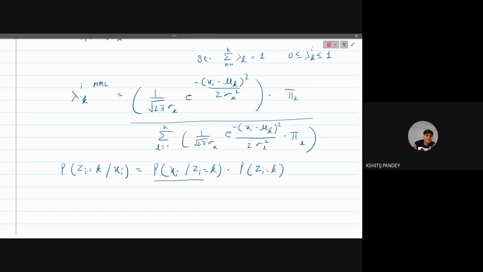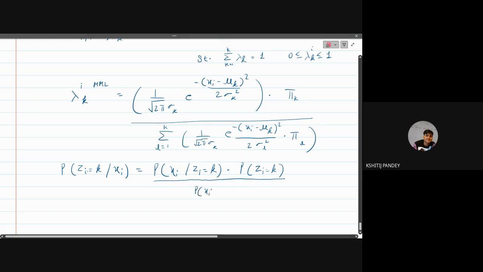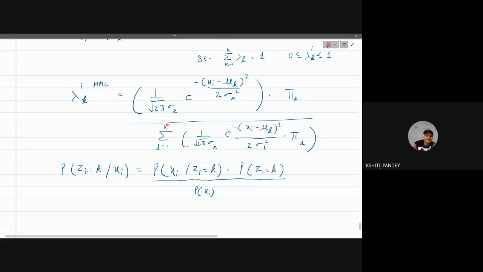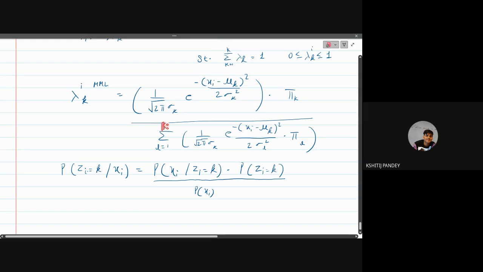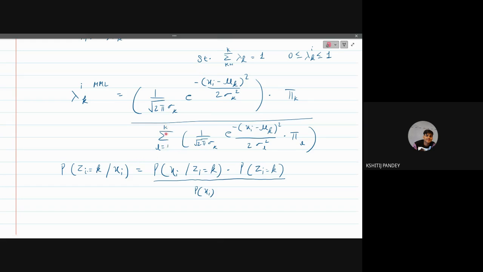and this is divided by the probability of generating this point. And this point can be generated in k ways, right? This could be in mixture one, this could be in mixture two. So that's why we are summing over k terms here. Is that clear?